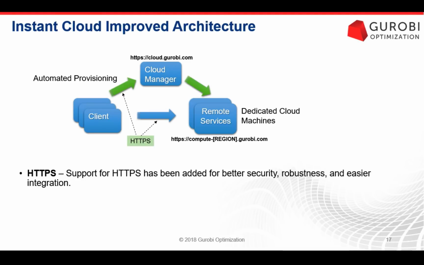Since Instant Cloud is built on top of Compute Server, the new Compute Server brings a number of benefits for our new Instant Cloud. In particular, as I mentioned, we use standard protocols. In the case of cloud, we strictly use HTTPS. So this again gives better security, better robustness, and easier integration with your existing network infrastructure.